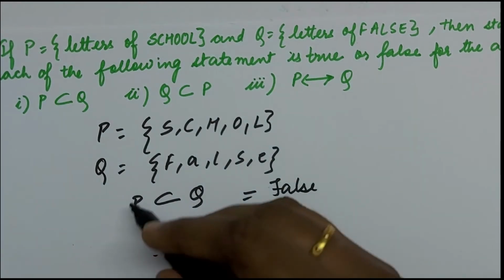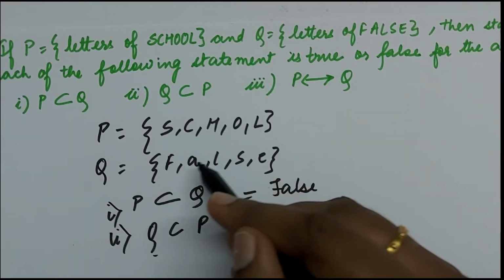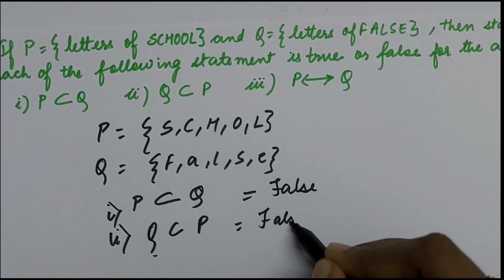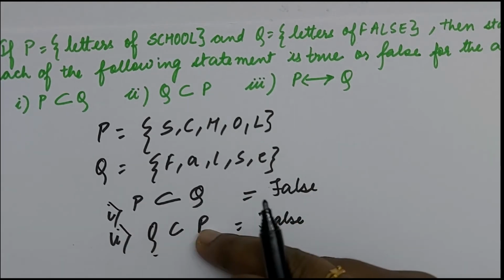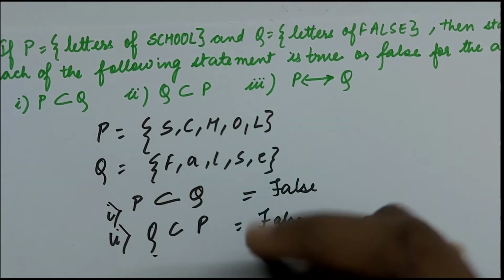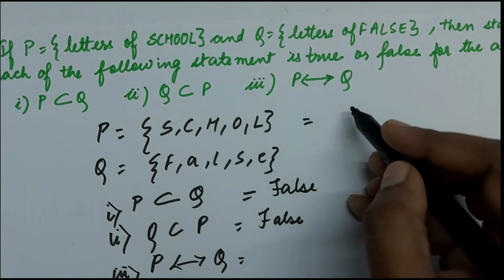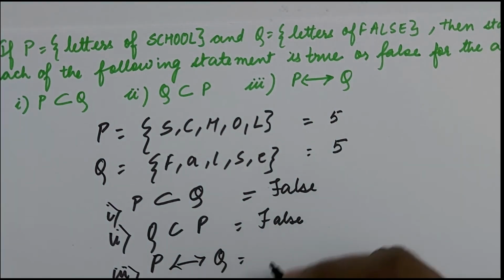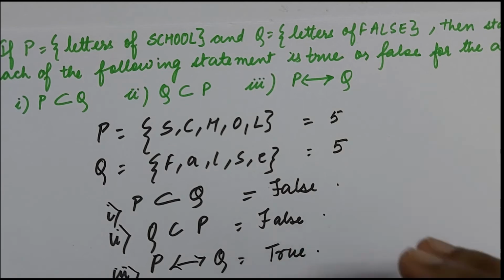What about Q is a subset of P? Are all the elements of Q found in P? No, this is also false. Until and unless all elements of the first set are found in the second set, we cannot say that they are subsets of each other. And the third symbol, that is equivalent. For equivalent, we will count the cardinal number. Here it is 5 and here it is also 5. As both sets have 5 elements, are they equivalent to each other? Yes, true. They are equivalent to each other as the number of elements is the same in both sets.